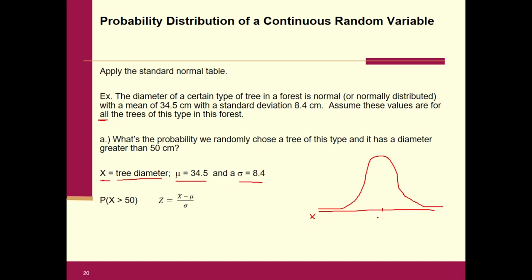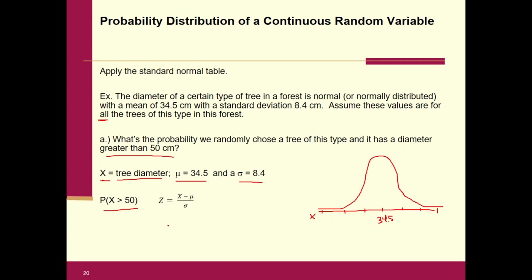So that means we would put 34.5 right here, right in the center. And I'm not going to do this, but you could take this out 8.4 units here, 8.4 units there, and so on. See what I'm doing? And the question says, what's the probability we randomly choose a tree of this type and it has a diameter greater than 50 centimeters? So in other words, what are we trying to figure out? The probability that x is greater than 50.